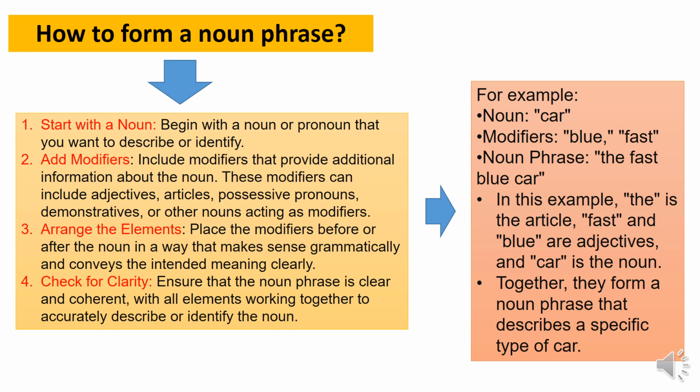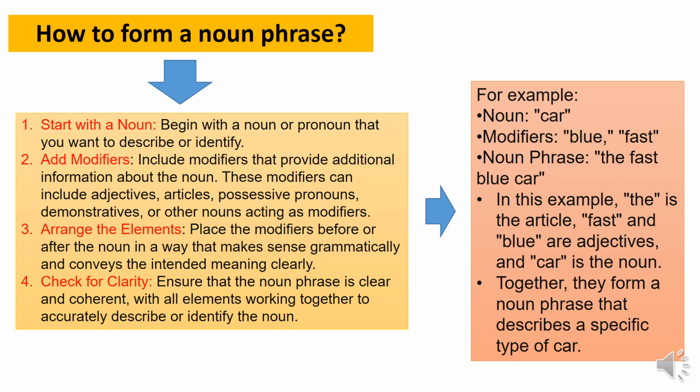And the third step is you have to arrange the elements. Place the modifiers before or after the noun in a way that makes sense grammatically and conveys the intended meaning clearly. So modifiers can be placed at the front or before nouns as well as after nouns. And number four, you have to check the clarity. Ensure the noun phrase is clear and coherent, with all elements working together to accurately describe or identify the noun. You can take a look at the right side.